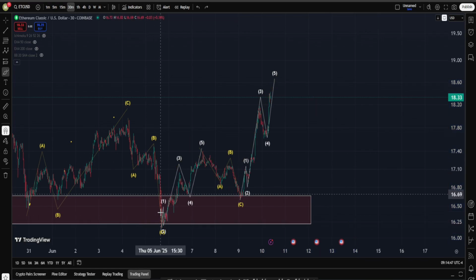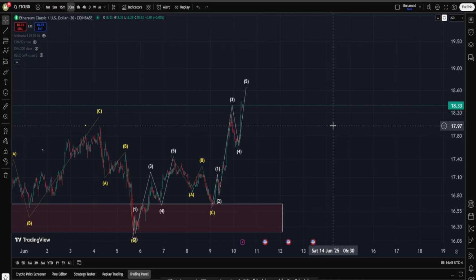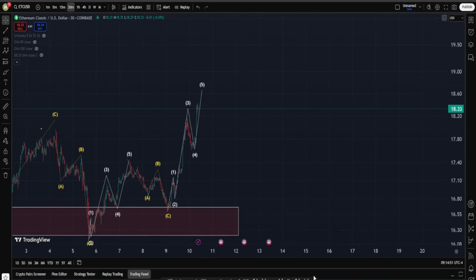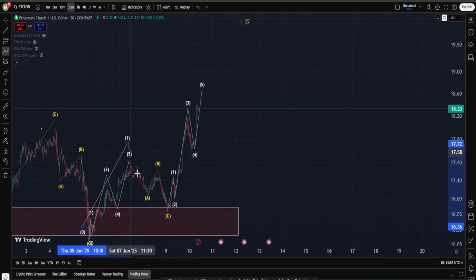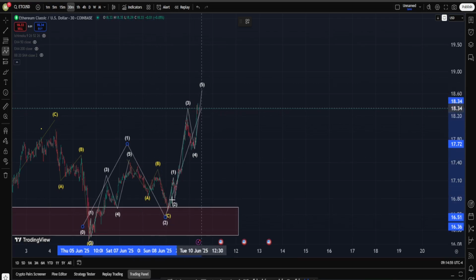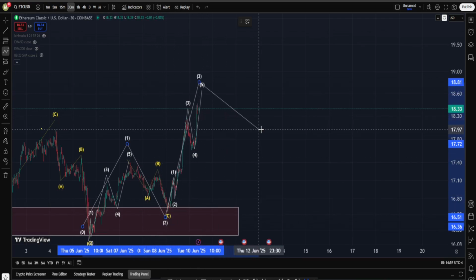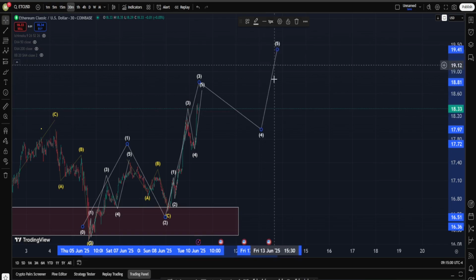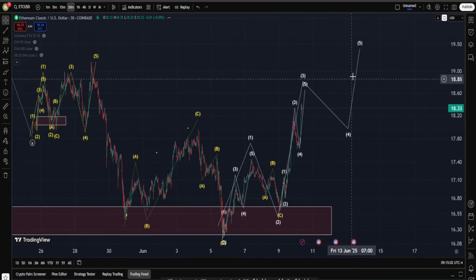Scenario number 2, on the other hand, suggests that maybe the bottom is already in on Ethereum Classic. For example, this is a wave 1, correction for wave 2, strong 5 wave up into wave 3, and we may see soon a correction for 4, followed by even another move up into wave 5.